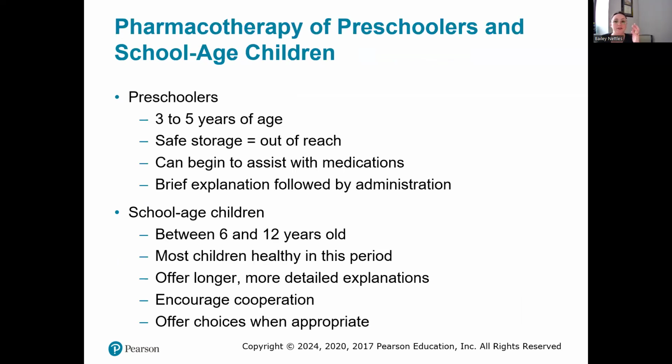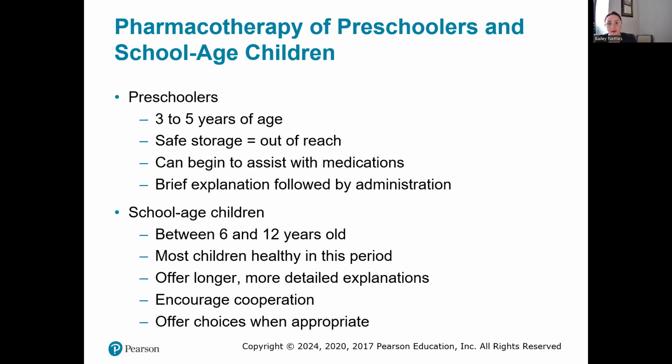Preschool, 3 to 5. So once again, safe storage of medications. They can now assist with giving themselves medications, as in here's your syringe, and they can push it in themselves. Not drawing up how much it is, but helping administer it to themselves. Brief explanations, followed by administration. Once again, short, sweet, to the point.